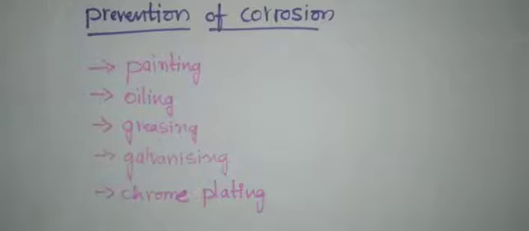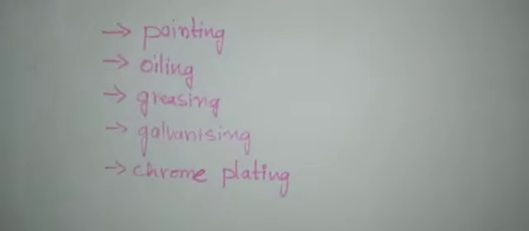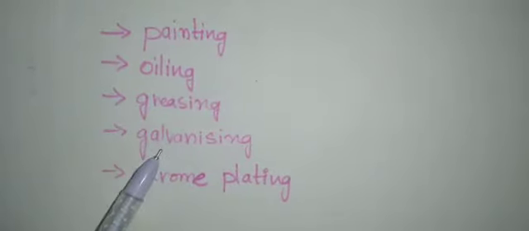How can we prevent this corrosion? The rusting of iron can be prevented by painting, oiling, greasing, galvanizing, chrome plating, anodizing and making alloys.